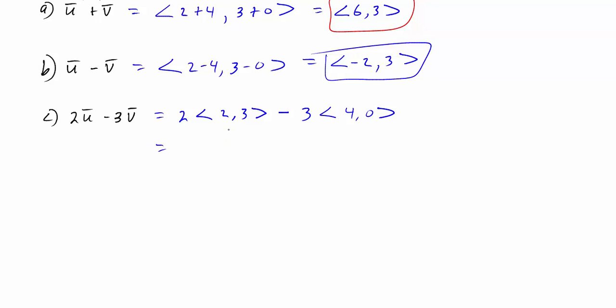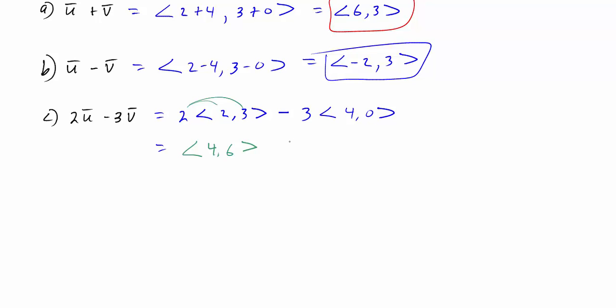So now our first step is we need to distribute the 2. So we're going to multiply the scalar by each part, and we're going to end with 2 times 2 is 4, 2 times 3 is 6. And now here we need to be careful.